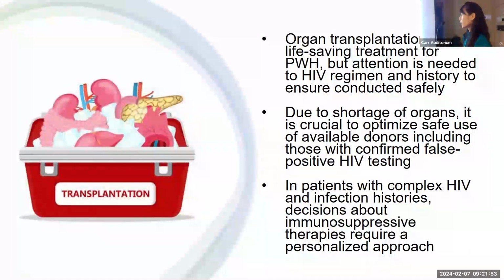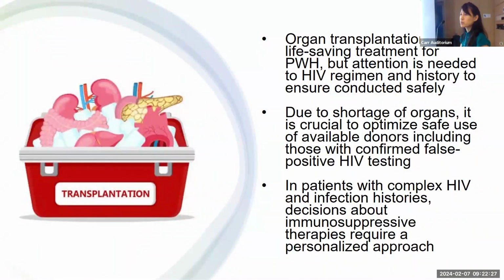Due to the shortage of organs, it's also crucial to optimize safe use of available donors. We think about this very broadly from a transplant ID standpoint. We try to use as many organs, even if there are infections, as possible, so long as it can be conducted safely. So from the lens of HIV, we'd love to be able to use donors with false positive HIV testing. If we're able to get all those results back, it'd be great to use those organs more broadly.